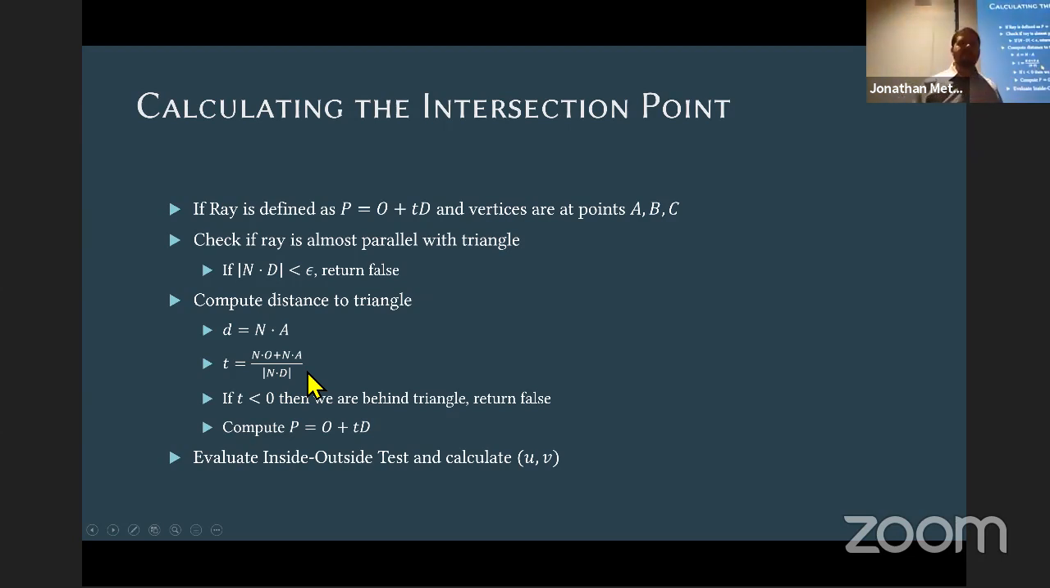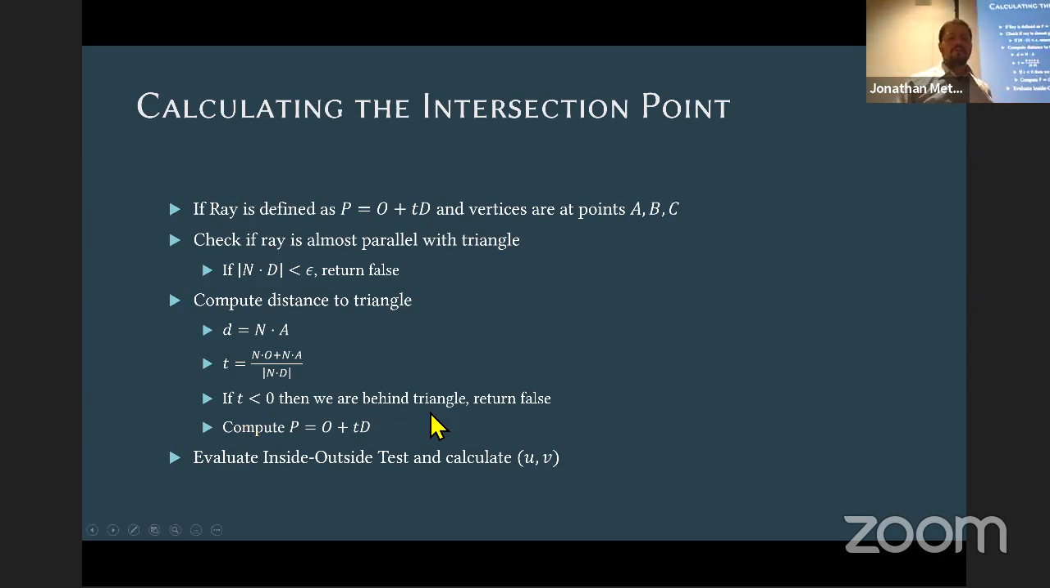Now, if T is less than 0, then we're behind the triangle. In other words, just like the sphere, it means the ray starts at, because we're trying to calculate where is the intersection between the plane of the triangle, and that's either going to be behind or it's going to be forward. All right, so we're basically applying the equation of a plane to this problem. So T less than 0 means that the triangle is behind the ray. So yeah, we don't have an intersection.